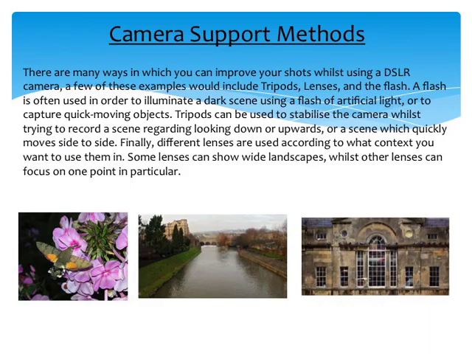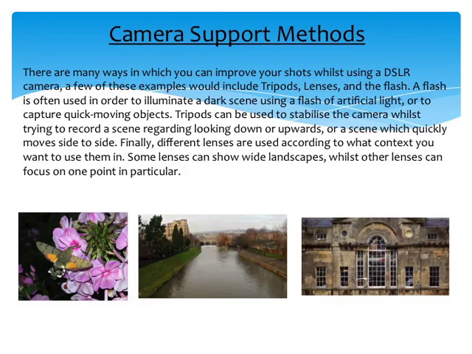Tripods can be used to stabilize the camera whilst trying to record a scene looking down or upwards, or a scene which quickly moves side to side, such as an action film, for example, during a car chase. Different lenses are used according to what context you want to use them in. Some lenses can show wide landscapes, whilst other lenses can focus on one point in particular.